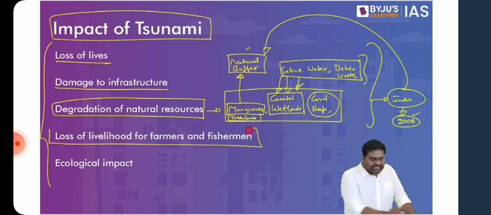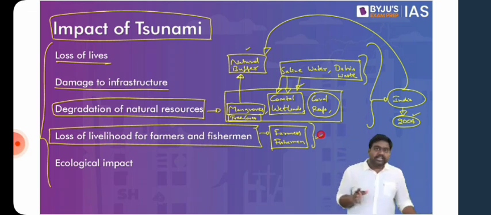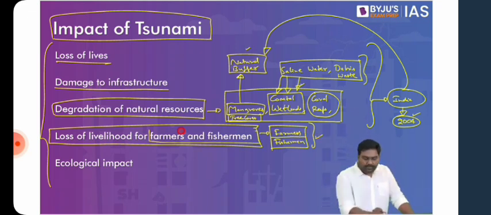So there will be extensive loss of livelihood for farmers and fishermen. Because as I told you, fishing villages will be destroyed. Fishing vessels and boats will be completely damaged. Agricultural fields will be flooded with seawater. So as a result, farmers and fishermen take the biggest impact. All right. And of course, there is a huge ecological cost, which I just explained.